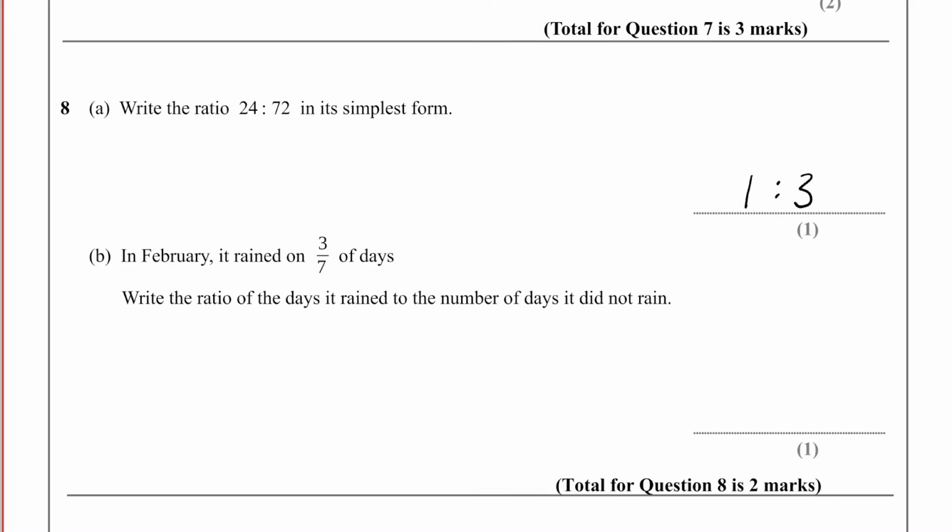In February, it rained on 3/7 of days. Write the ratio of the days it rained to the days it did not rain. So if it rained on 3 out of 7, how many did it not rain? It didn't rain on 4 out of 7. So it's 3 to 4. For every 3 days it rained, there are 4 days where it didn't rain.